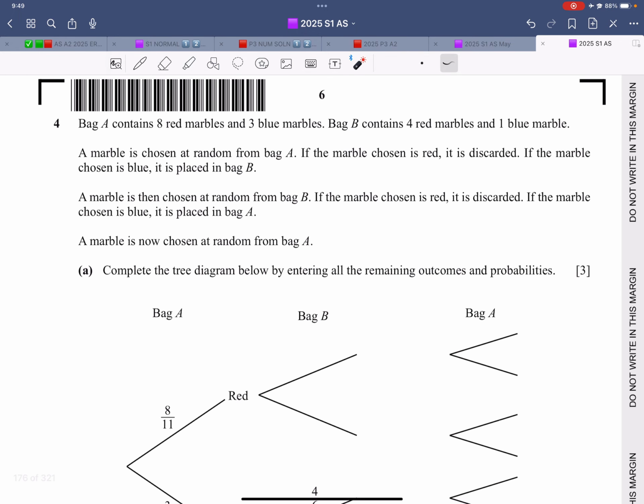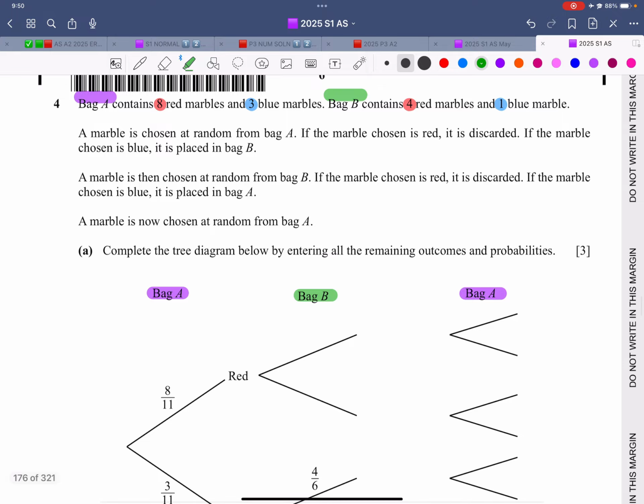Now this question was slightly tricky, slightly out of the box. It says bag A contains 8 red and 3 blue marbles. So let me just put some color in it. That is 8 red marbles and 3 blue marbles. And then over here 1 blue marble and 4 red marbles. So this over here is bag B and this one over here is bag A. So that is bag A, again bag A, and this middle one is bag B. Okay, now keep this in mind.